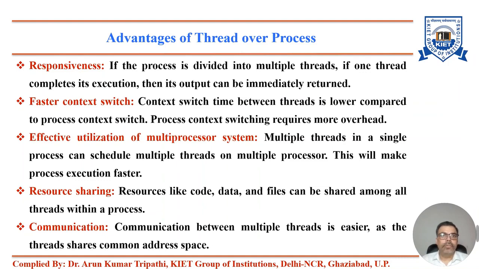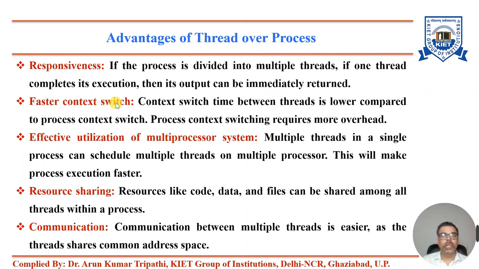Now, advantages of thread over the process. Responsiveness: thread responds much faster than the process. If a process is divided into multiple threads, and one thread completes its execution, then its output is immediately returned.